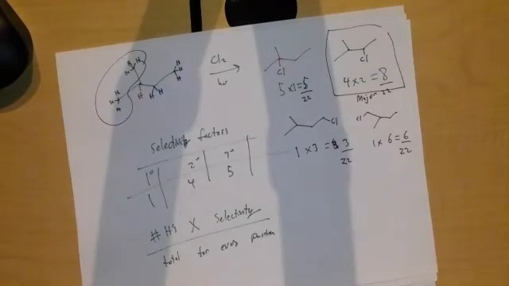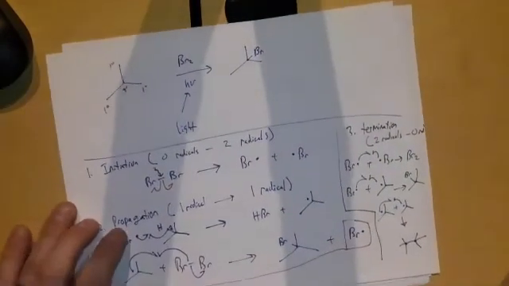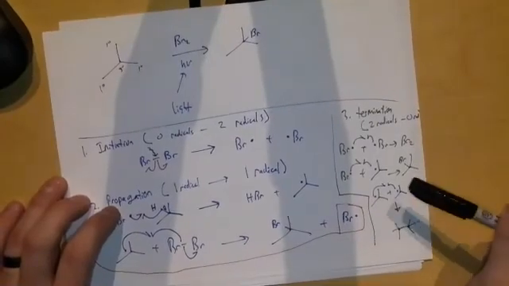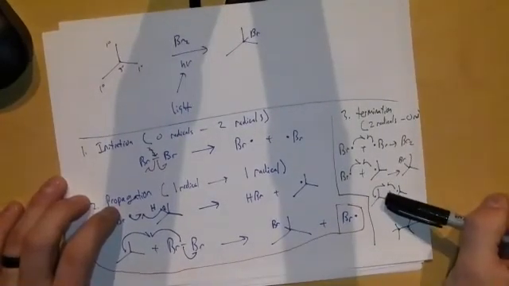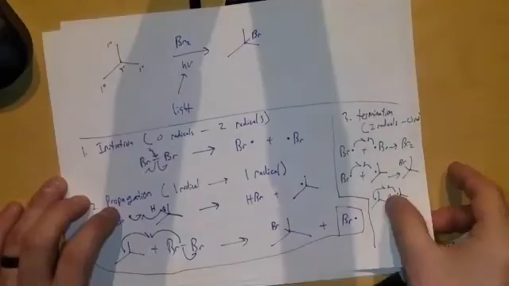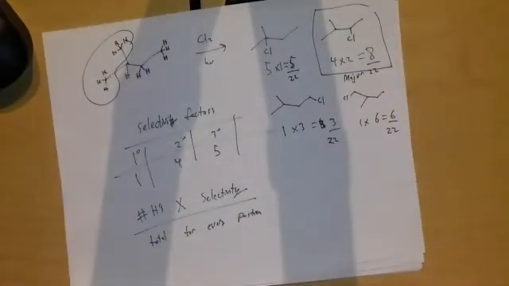So chlorinations are a bit of a mess. You get a lot of different products from these, and if you think back to our mechanism over here, when we're doing this termination step, you're going to have 4 different possibilities here, so these tend to be a bit of a mess in general. But that's chlorinations and chlorination selectivity.